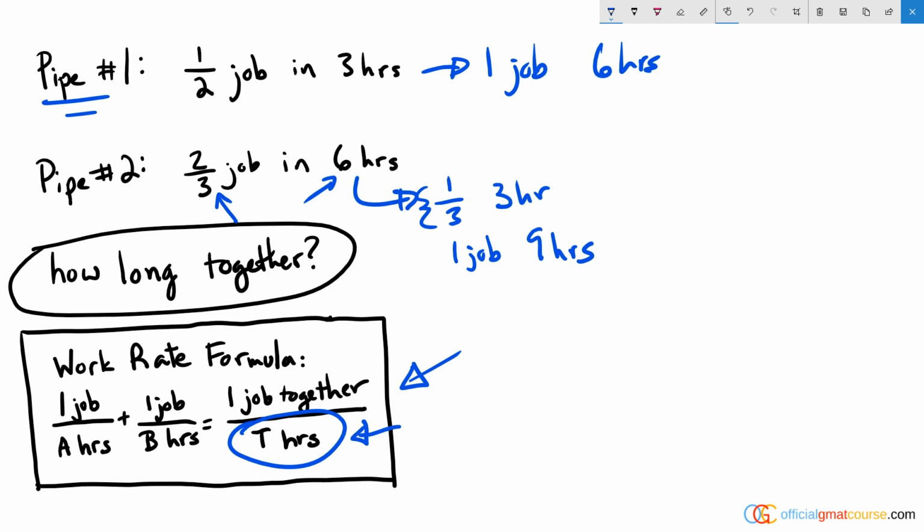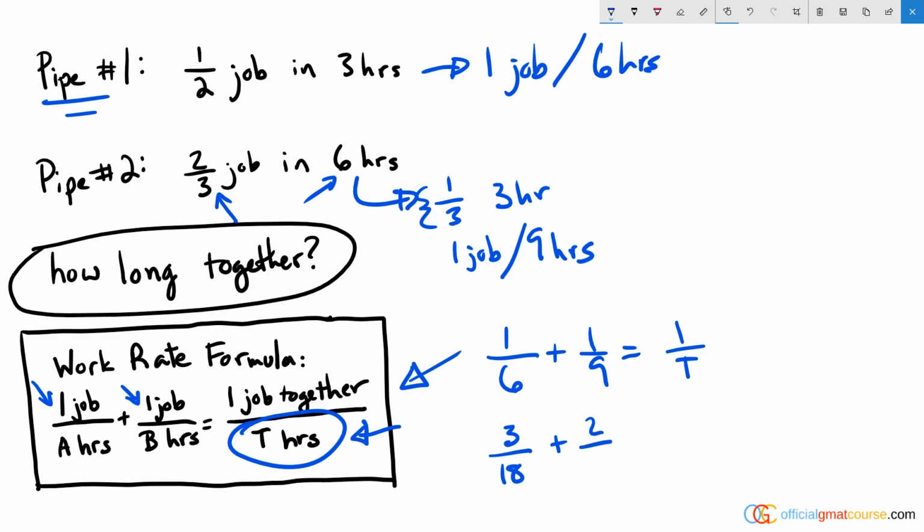So now we have our rates, one job per 6 hours and one job per 9 hours. And those are going to go in place of these two components in our work rate formula. So our formula becomes 1/6 plus 1/9 equals 1/t. And we need to get a common base. The least common multiple of 6 and 9 is 18, so I'm going to use that. But you can use 54 if you really want, it doesn't matter. So we're going to use 18, and that means we're going to multiply the top and bottom of this by 3, the top and bottom of this by 2, and that's going to equal 5/18, which is equal to 1/t.